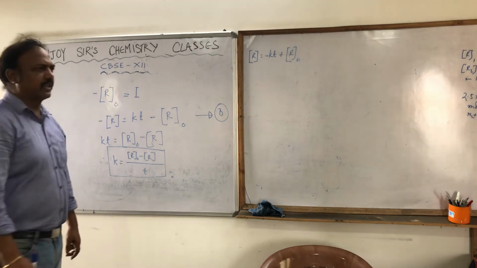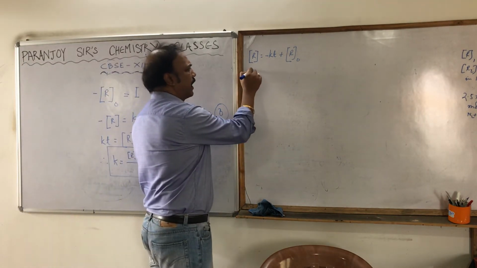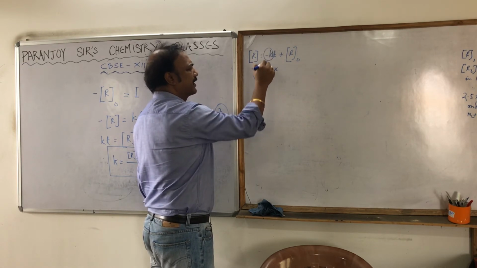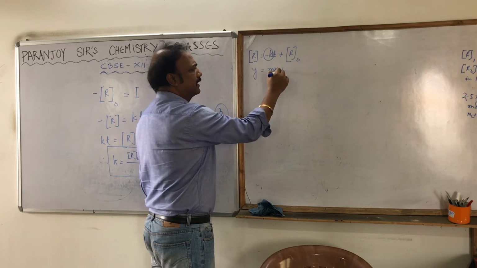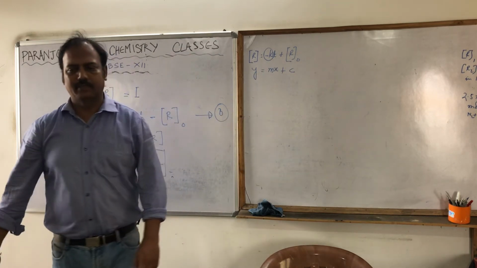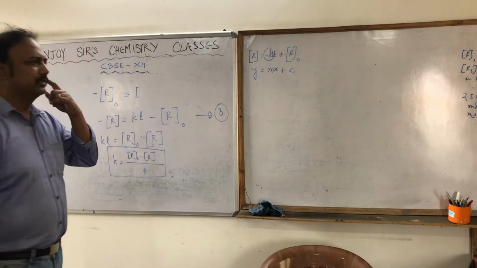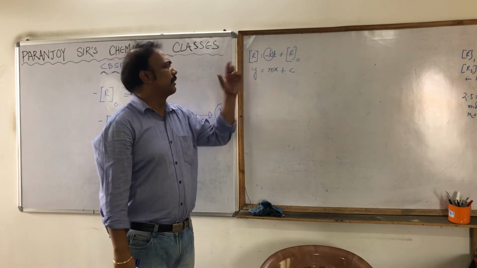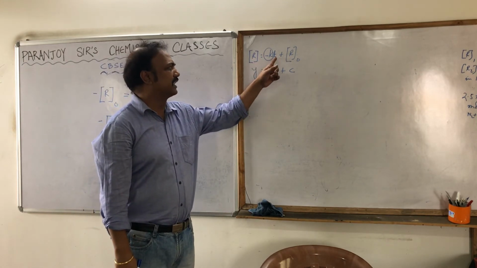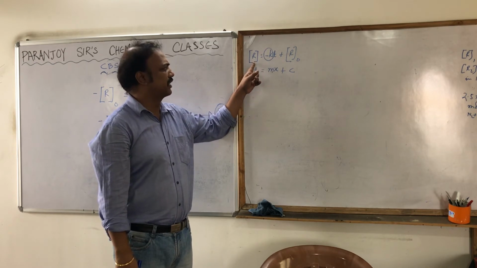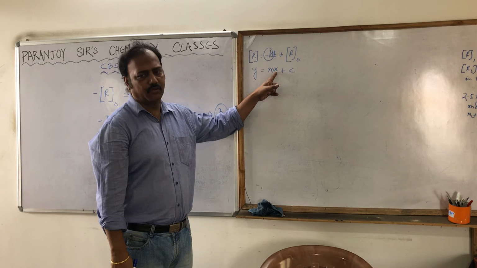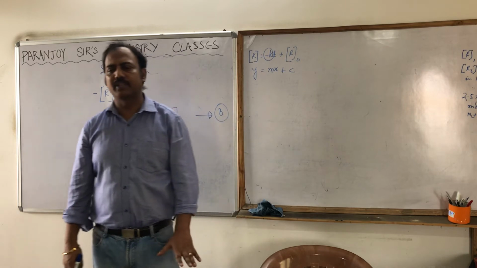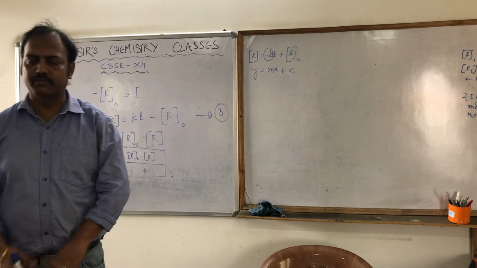Now we are going to plot it graphically. This R is Y, this T is X, so minus K is M, and this is C. I taught you last time also. Again I am saying you must understand this. If I plot concentration of R on the y-axis and T on the x-axis, no need of remembering, we are going to get a straight line, because this matches the straight line equation Y is equal to mx plus c.